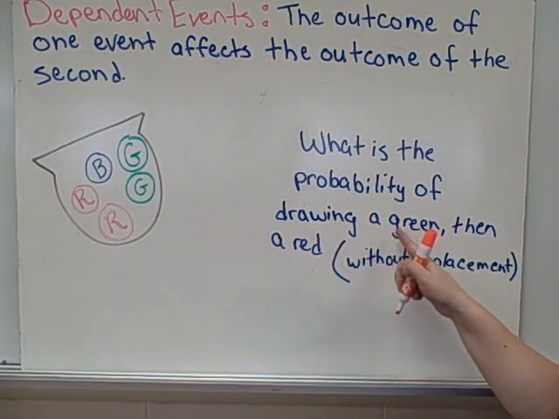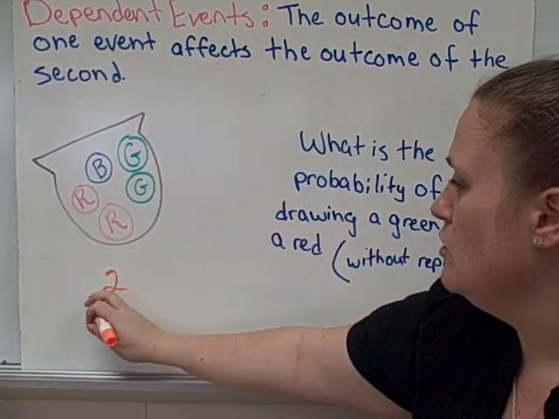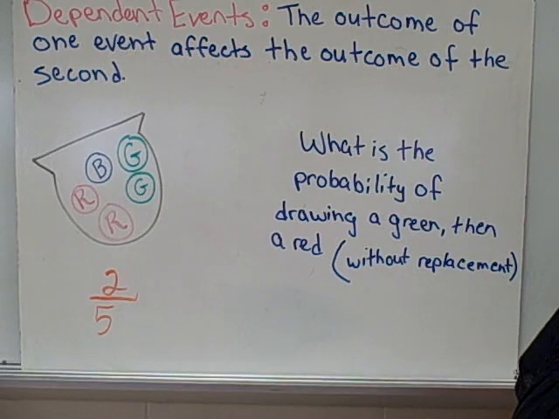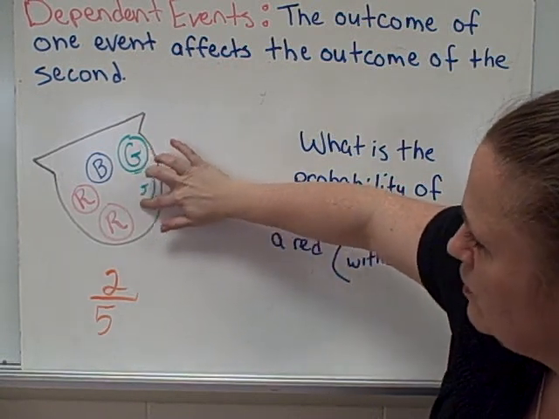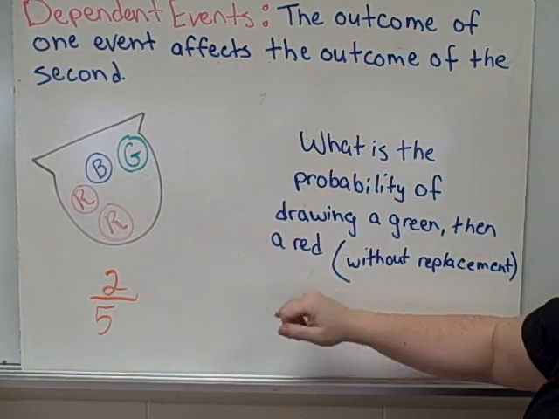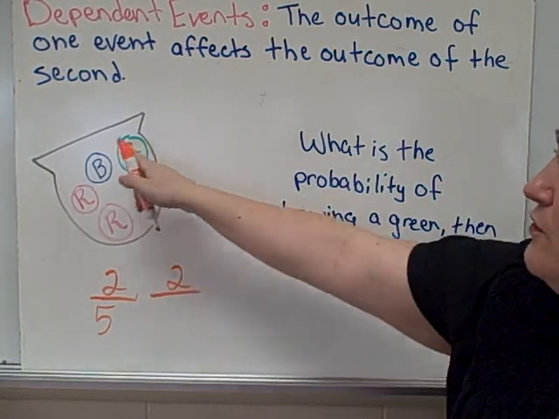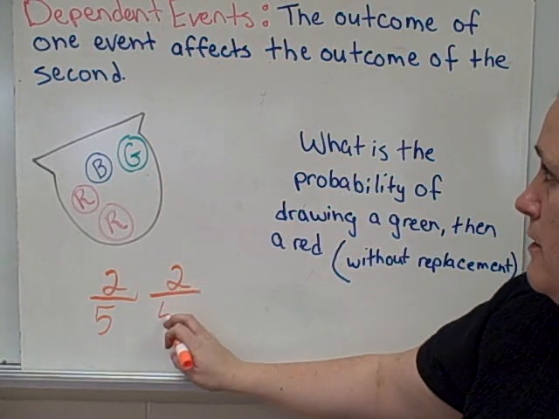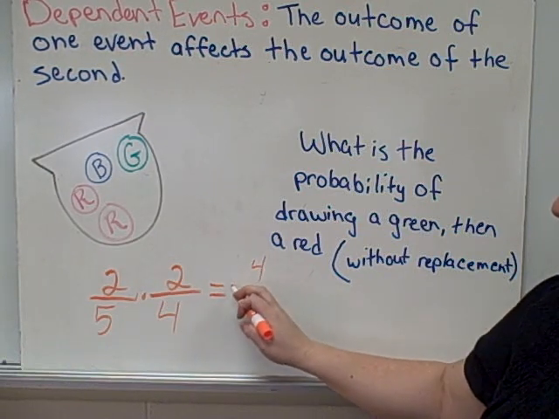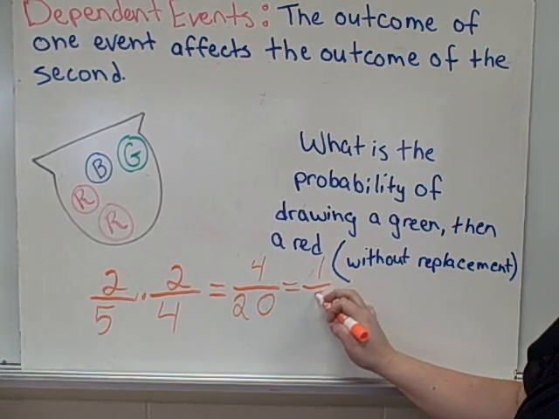Well, first of all, the probability of drawing a green, there are 2 greens out of 5 total. Now, if I've drawn a green out of the bag, it goes away. Now, what is the probability of drawing a red? Well, there are 2 reds out of 4 marbles in the bag. We multiply them together. Which simplifies to 1/5.